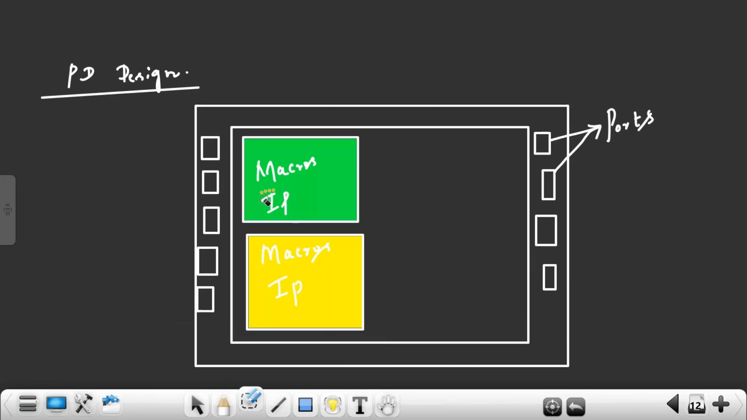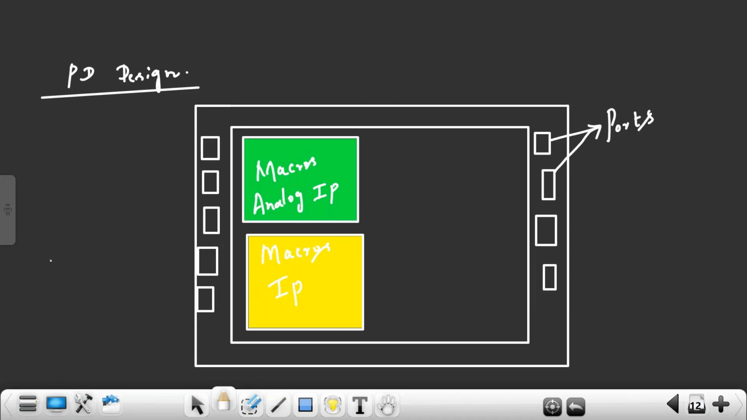Few IPs are also called as what? Analog IP. Analog IP means this IP is formed by using what? Full custom design, not from ASIC design. This IP is ASIC design done. This layout is already present.